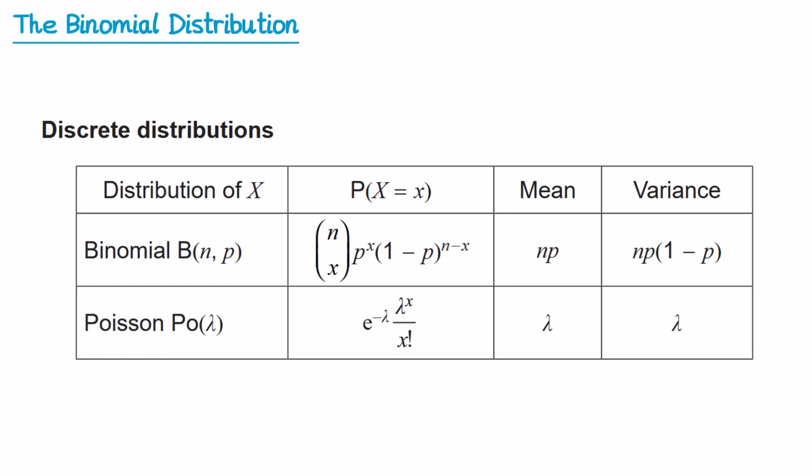Now fortunately, if your exam board is AQA, 2 of these are on your formula sheet. So you'll see here under discrete distributions, for the binomial distribution, the mean and variance is given to you. You just need to remember that the standard deviation is the square root of the variance and you'll be fine.